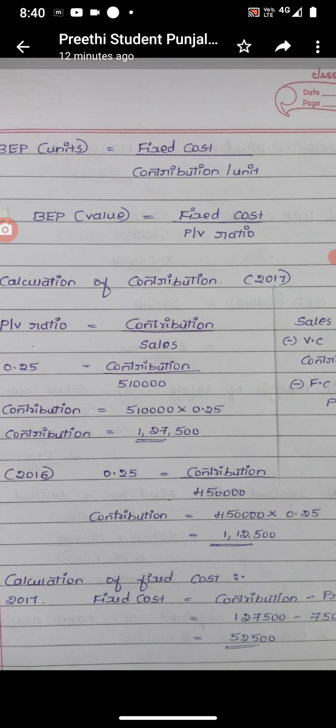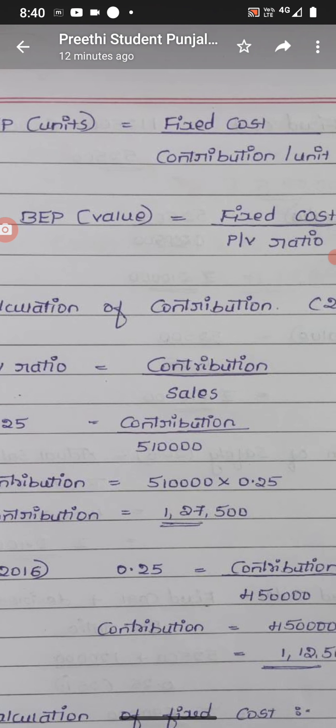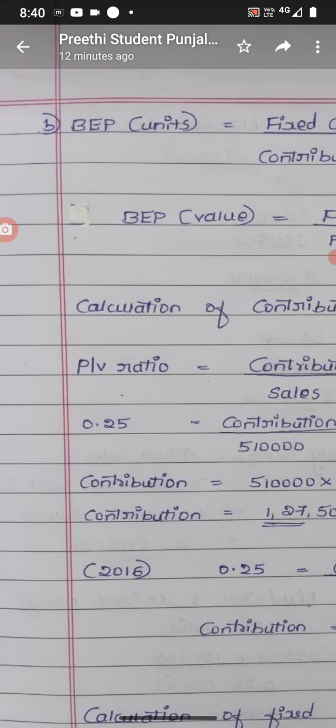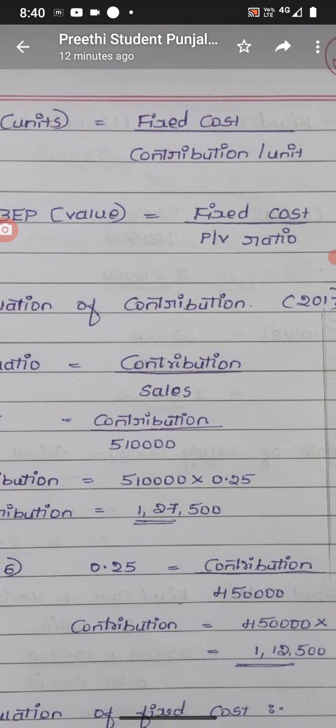We have PV ratio, we have got 25%. So now PV ratio you all know, and now break even point you can calculate through PV ratio. Once you get PV ratio, you can go for calculation of contribution, sales, etc. So now you see here they have given the formula of break even point. Of course you have to write it because they have asked. Second part is break even units. So break even in units and value, break even point.